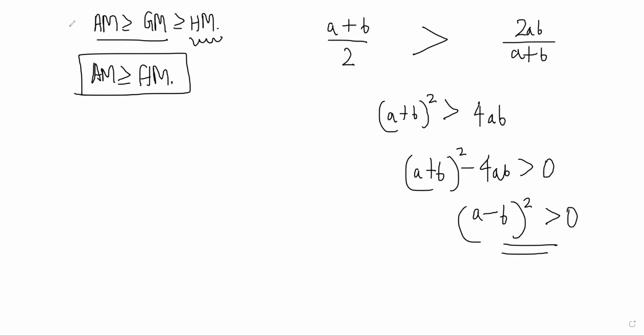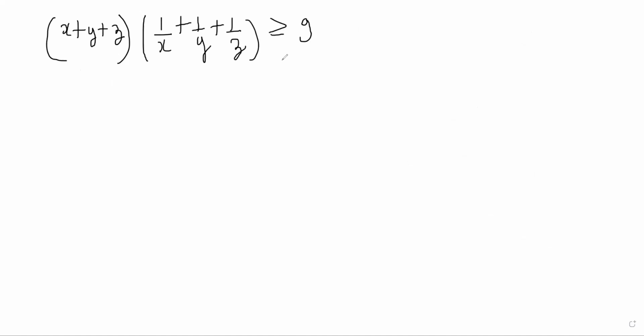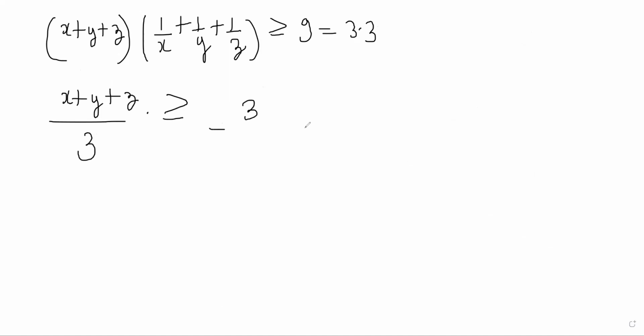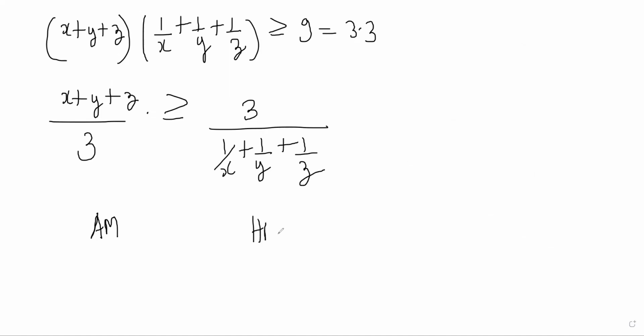So now in this question, what we are getting was this, right? That's 1 by Z is greater than 9. Something like this we are getting. So this 9 can be written as 3 into 3. And you were saying something like this, right? (X plus Y plus Z) by 3 is greater than or equal to, we have to prove, 3 by (1 by X plus 1 by Y plus 1 by Z), right? This is AM and this is HM, right?